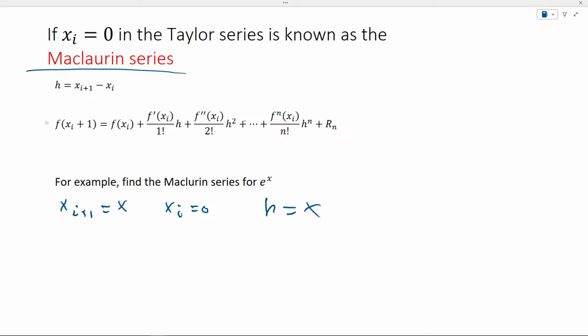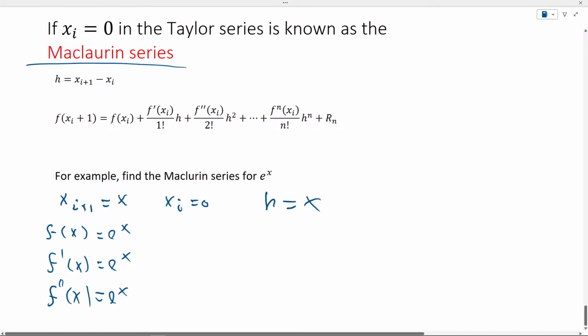So let's just apply this here. My function f of x is equal to e^x. My first derivative, remember the first derivative of e^x is the same as e^x. The second derivative of e^x is the same, e^x. So that's my first derivative, my second derivative, and so on.